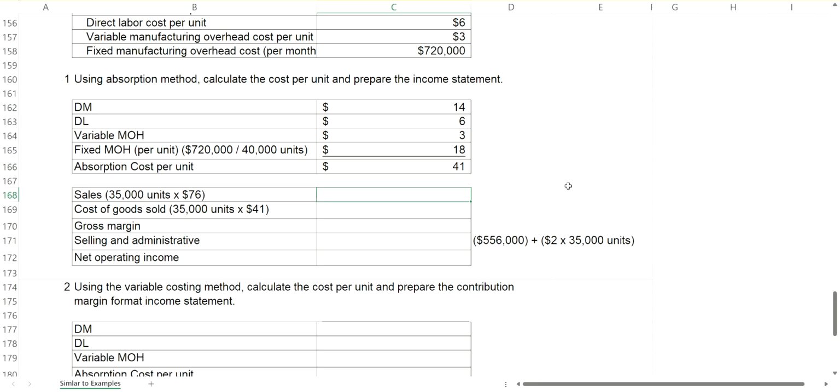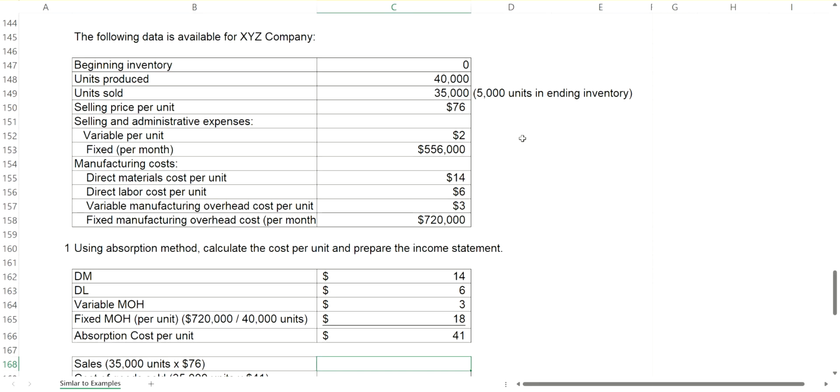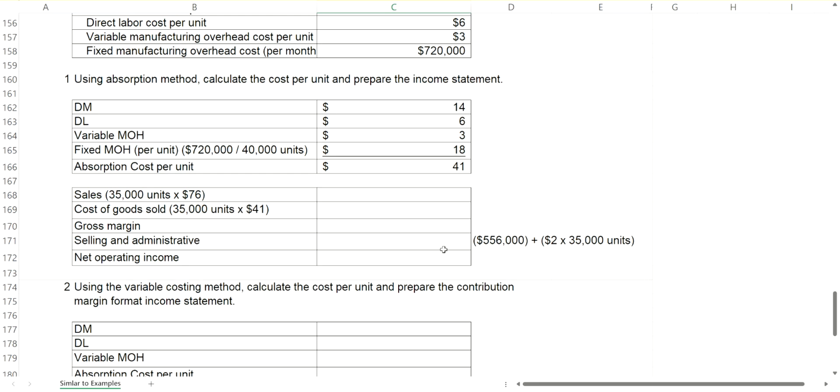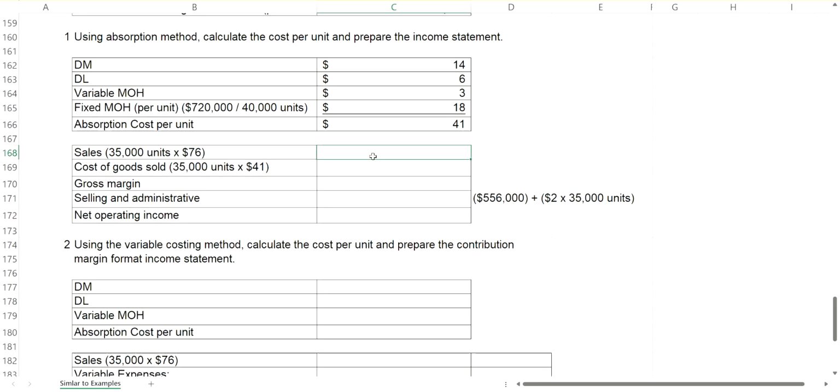Okay, let's make the absorption income statement. Remember, you sold 35,000 units, so the income statement is based on 35,000 units. And it did say the selling price was $76. So I actually wrote it out here for you. So 35,000 units times $76. I think I put an extra 0. Let's try that again. 35,000 units times $76 is $2,660,000.